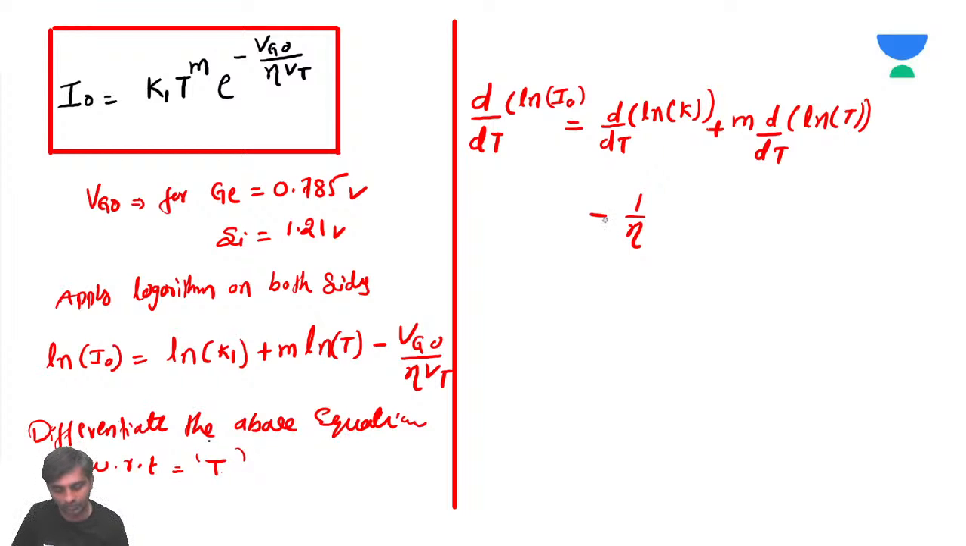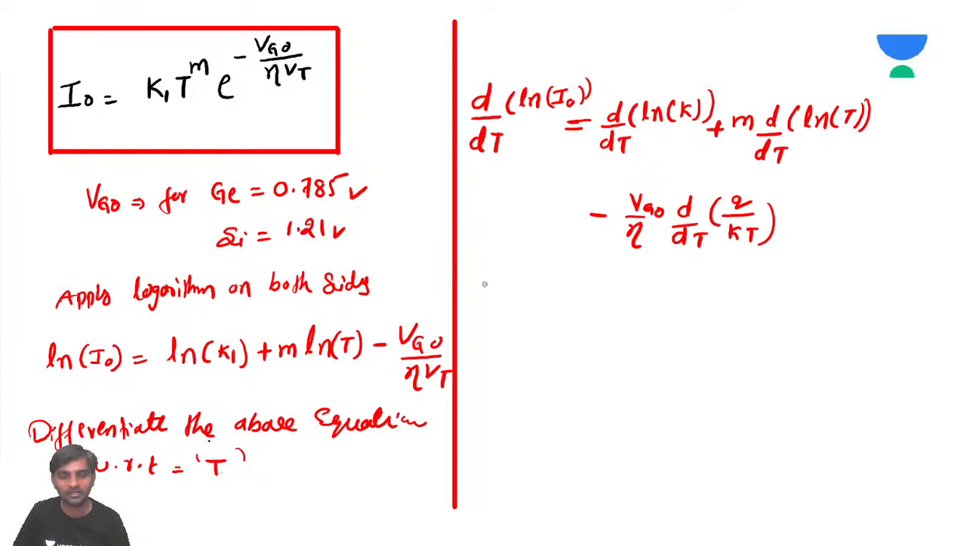Now, Vg naught is also constant. So this is going to be Vg naught, then d by dt. What is Vt? Vt is simply kT by q, so I can write it as q by kT. Of course, this q is constant and this k is constant, so I can bring it out here.